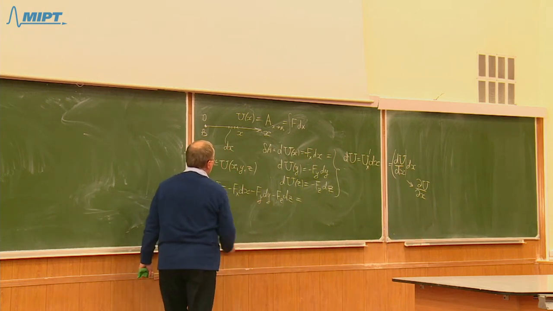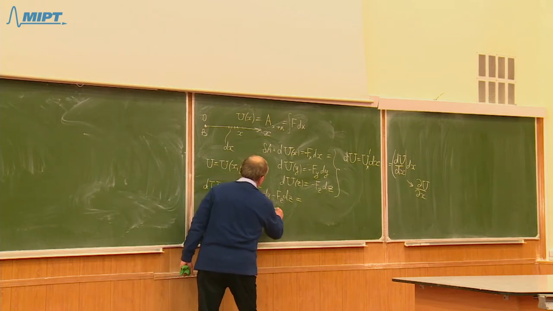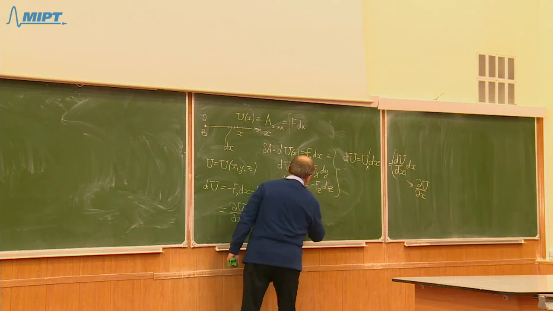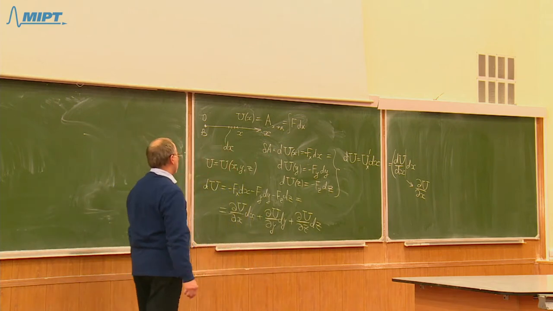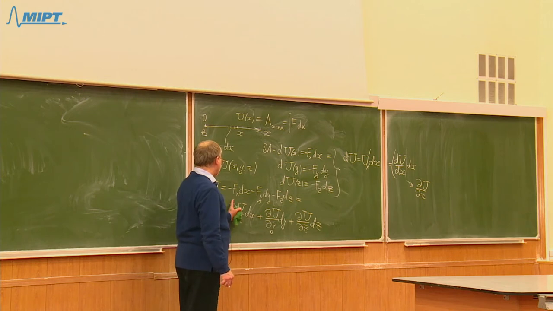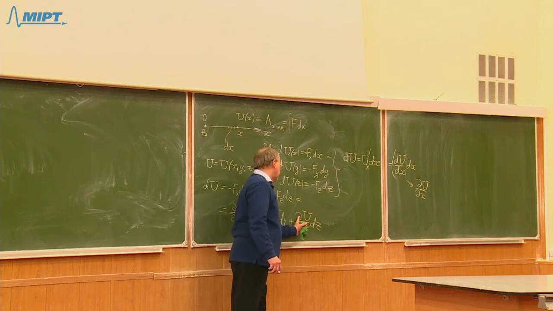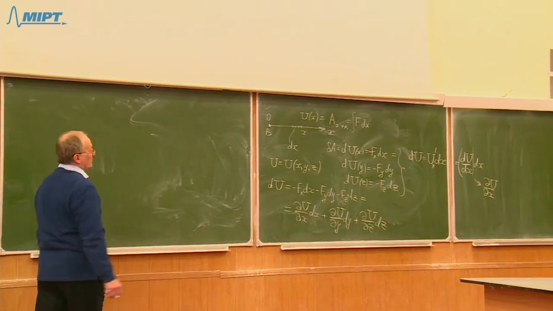So this expression can be written as ∂u/∂x dx plus ∂u/∂y dy plus ∂u/∂z dz. That is just the mathematical notation of a derivative of u with respect to the x variable. And this is the mathematical notation of the derivative of u with respect to the y variable. And this is the same derivative, but with respect to another variable, with respect to the z variable. These are just mathematical notations.